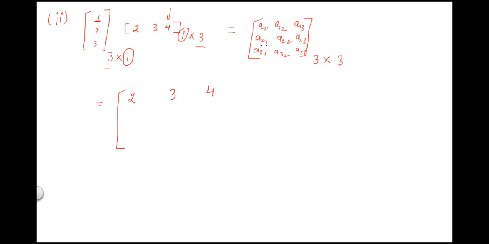Now A21, that means the element in the second row, multiplied with the first column. 2 cross 2 is 4. Then the second row with the second column will be 6. Second row, third column, 2 cross 4, is 8. Then multiply the third row with the first column. 3 2s are 6 we will get. Third row and second column we will have 3 cross 3 as 9, and then 3 cross 4 is 12. So you see we get 9 elements after multiplication of it.